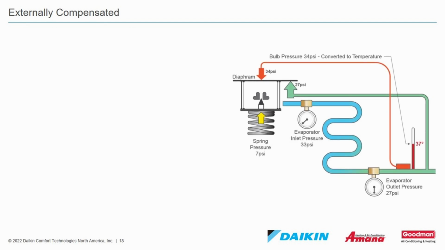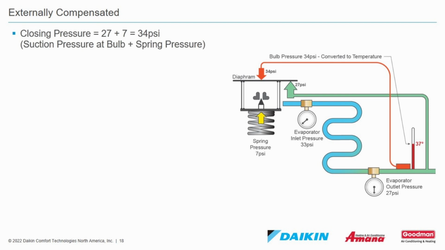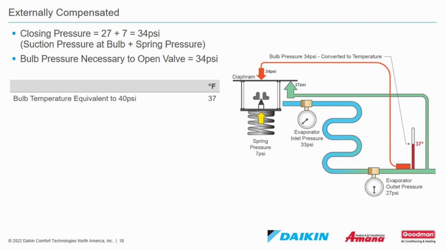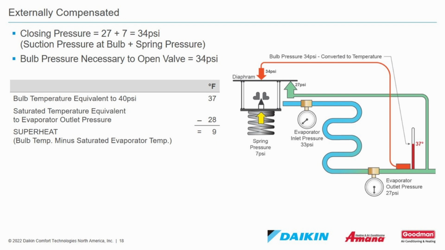Externally compensated. Using the diagram on the right, we'll see that we have an evaporator inlet pressure of 33 psi and an evaporator outlet pressure of 27 psi. So with the bulb pressure of 34 psi, converted to temperature, equals 37 degrees Fahrenheit. The saturated temperature equivalent to the evaporator outlet pressure is 28 degrees Fahrenheit, which gives us a 9-degree superheat, by subtracting the temperature equivalent of the evaporator outlet pressure from the temperature equivalent of the sensing bulb.